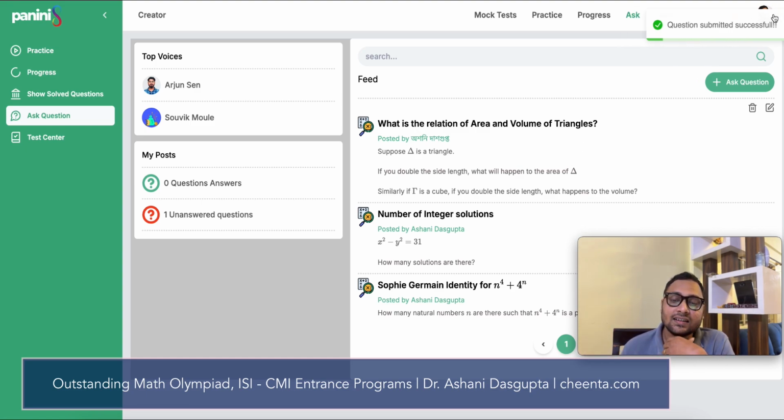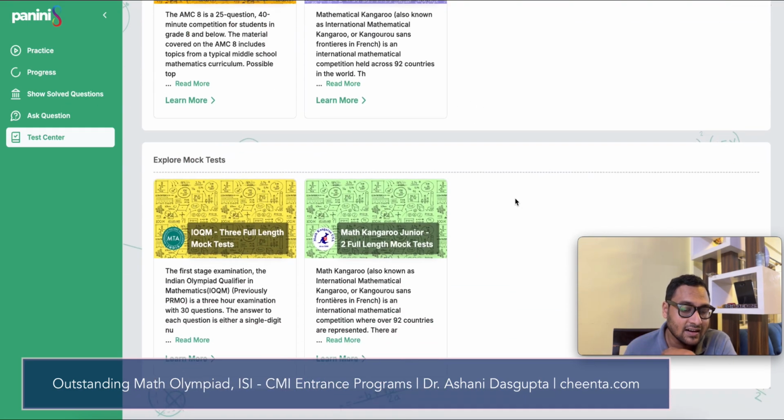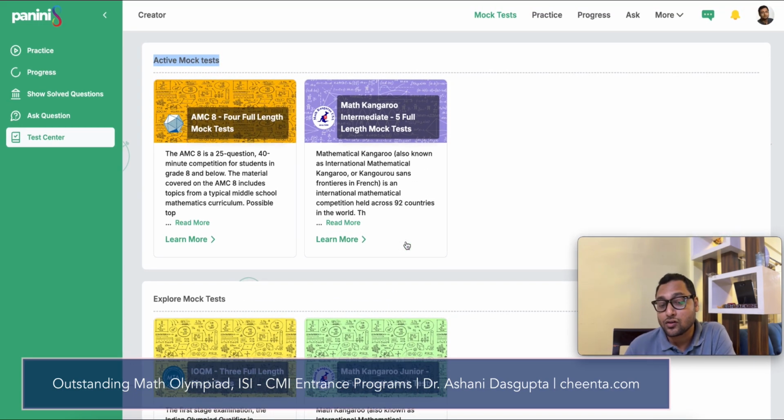So that's another function. Of course, you can also go ahead and take mock tests. There are some active mock tests that I have. AMC8 and Math Kangaroo, these two mock tests are active. IOQM and Junior Math Kangaroo is something that I could also explore. Similarly, there are ISI, VStat-B Math Entrance mock tests, and AMC 10 mock tests. There are more mock tests. Those are not related to AIM level 4. That's why they are not showing up here.